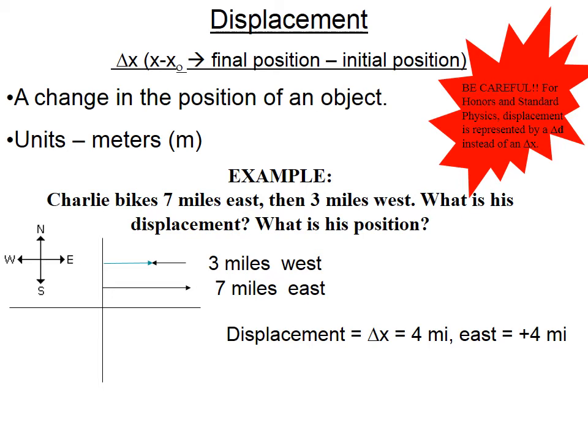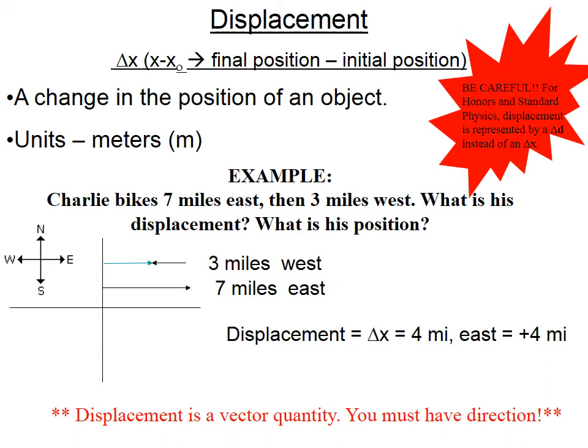So his displacement, his change in position, would be 4 miles, and that vector, that green arrow, is pointed to the right, so it would be east. So plus 4 miles would be his displacement, or his change in position, from where he started to where he ended. Notice displacement has both a magnitude and a direction, making it a vector quantity. So it's really important to have that direction piece.